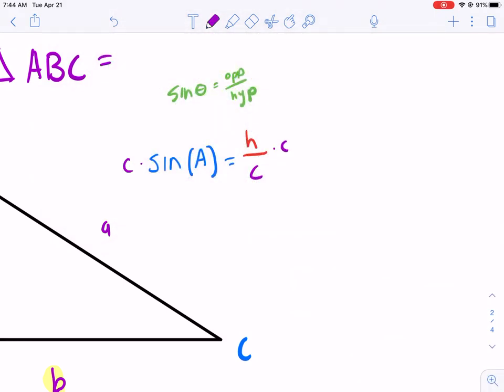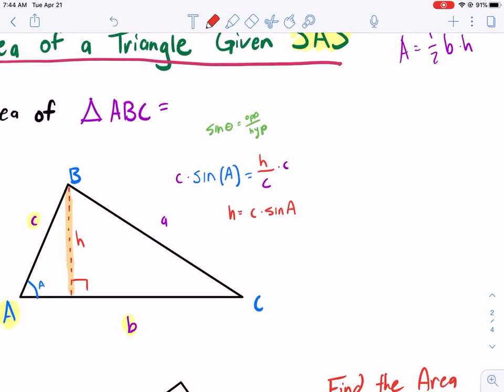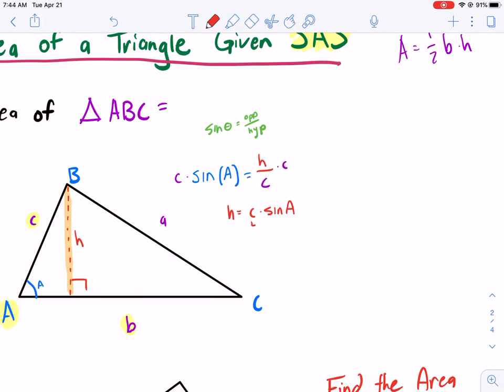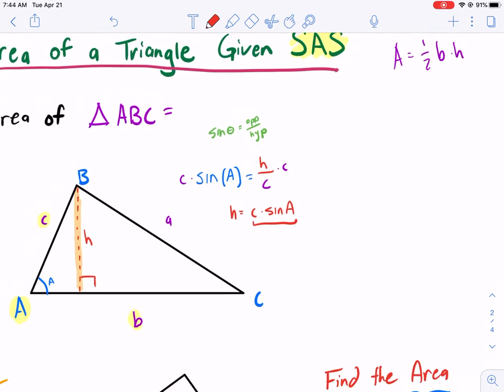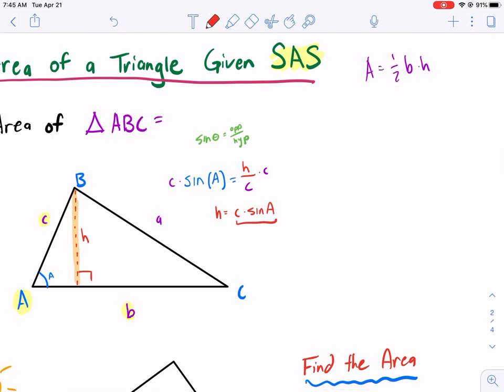So then I would have H by itself. H would equal C, I'll just leave it in red, C times sine of A. And that is my height. This whole chunk is my height. Now I'm ready, if I'm given B, okay, there's my B. Now I have my H, there's my H. I have everything I need for the area.